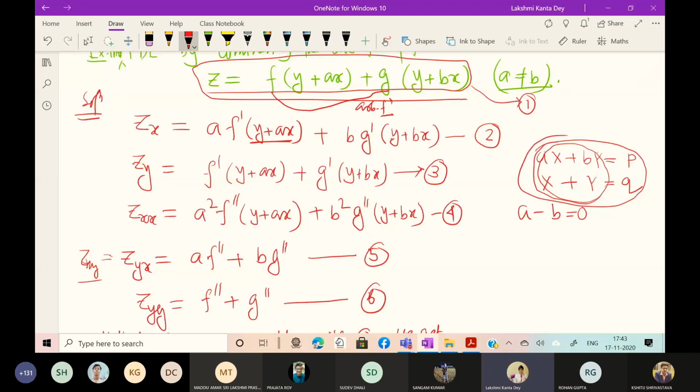What is your aim? Somehow we have to find a relation involving the derivatives, or maybe possibly with constants and dependent and independent variables, without having f and g. But your purposes are not solved here. You can solve for x and y.